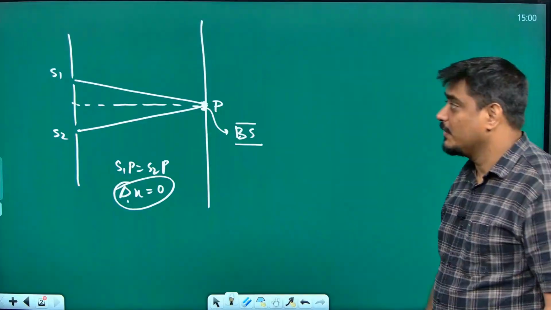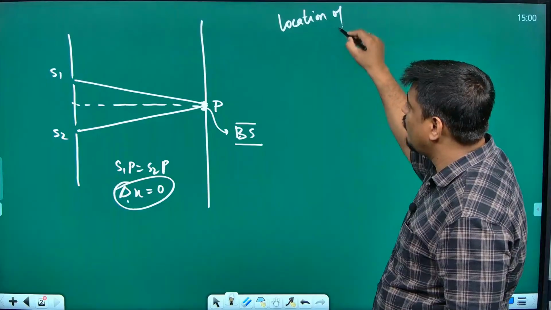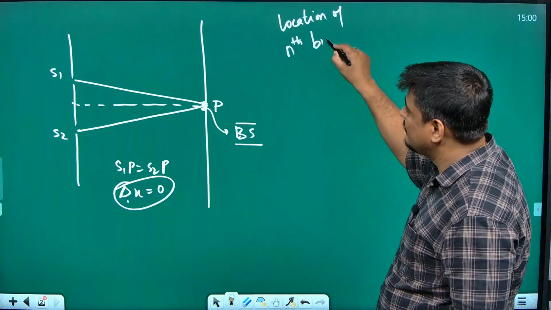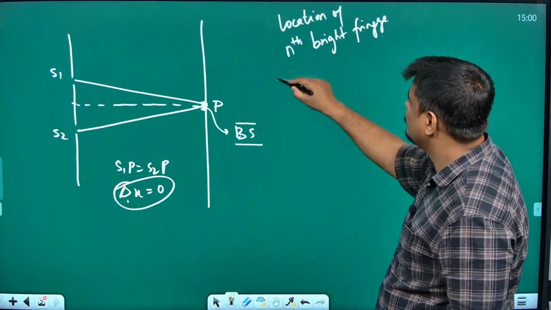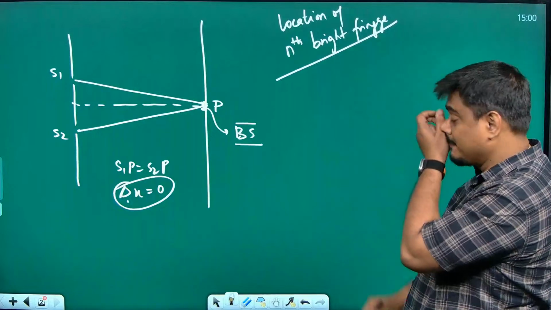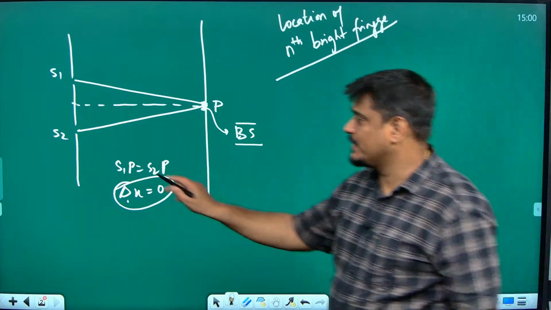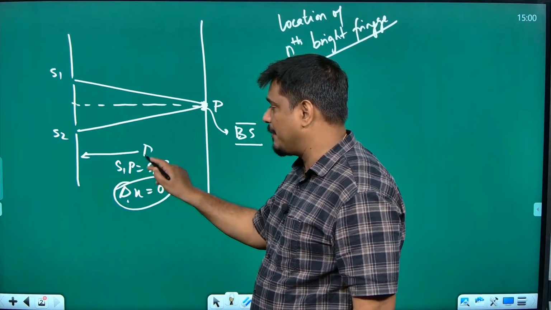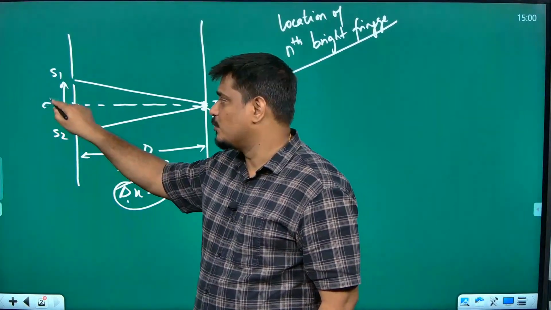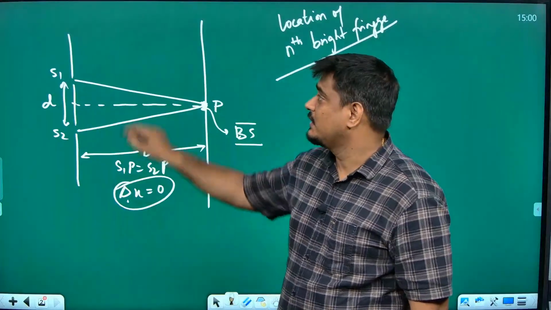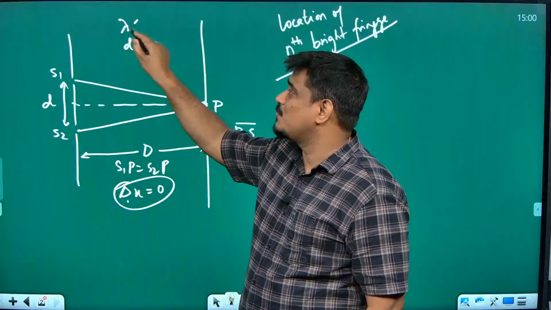This was simple. The challenging part is the location of the nth bright fringe, or spot. Okay, now please pay attention. For locating the nth bright fringe, I have already told you that the distance between the slit and the screen is capital D. The distance between the two slits is small d, and always remember that small d is much less than capital D, and lambda is much less than small d.